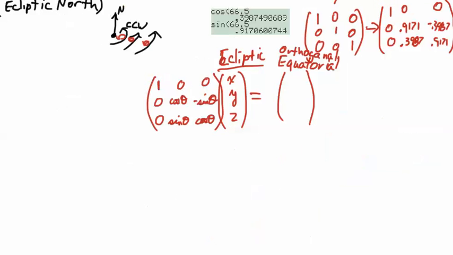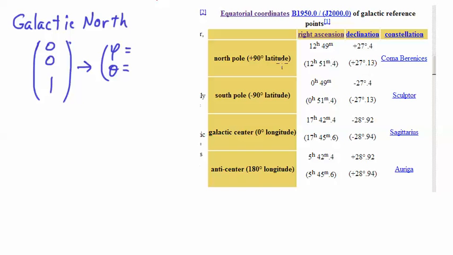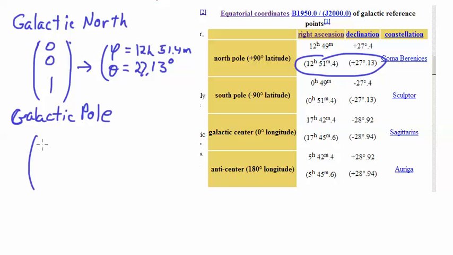You can in fact do the exact same thing with galactic coordinates. The galactic north, if we're using 1950 coordinates, we use these. If we're using 2000 coordinates, we use these. So the polar angle is 12 hours, 51.4 minutes, and the azimuthal angle is 27.13 degrees. Now the galactic pole is essentially the same as the vernal equinox in our other two systems.